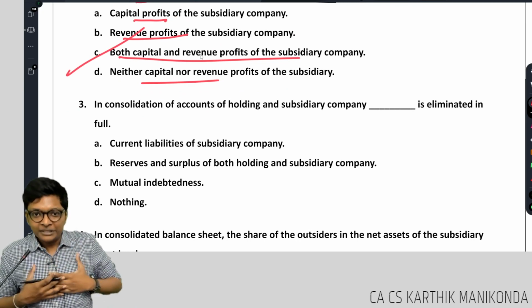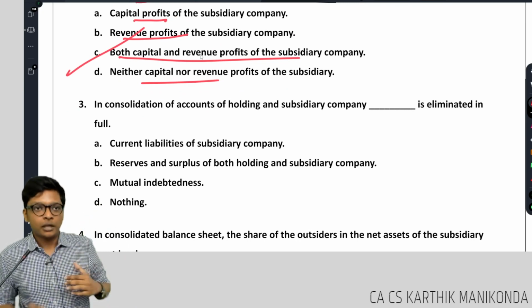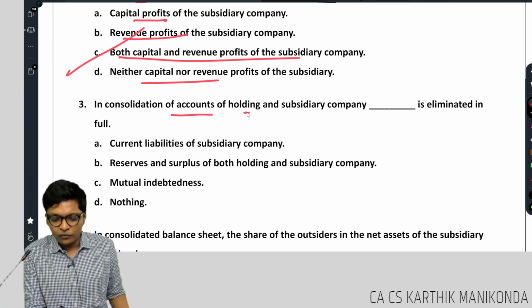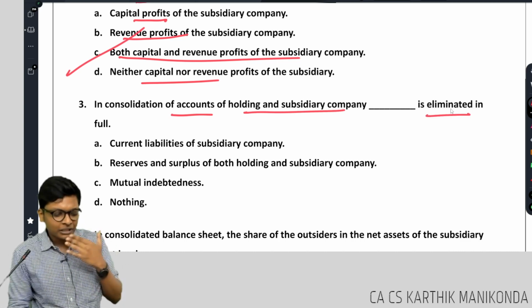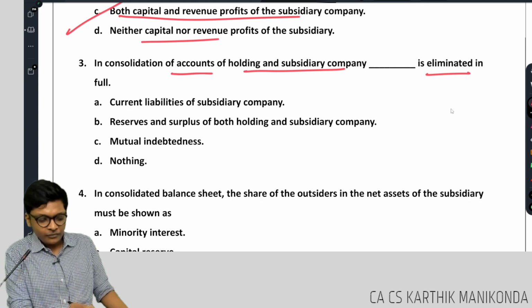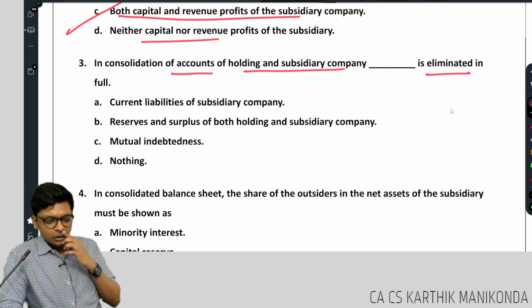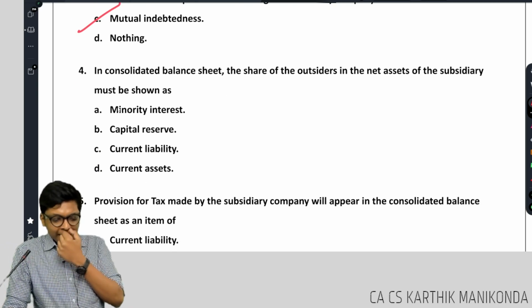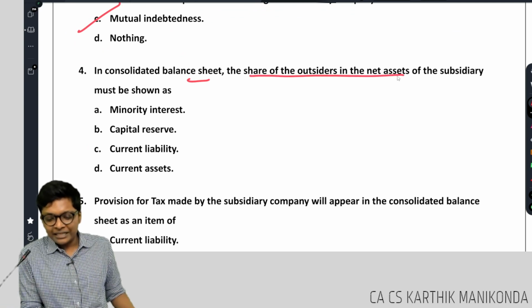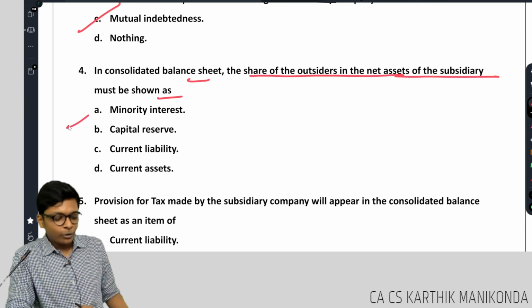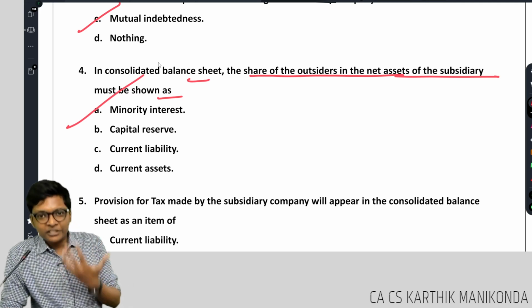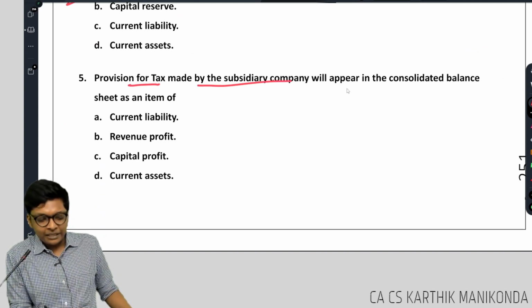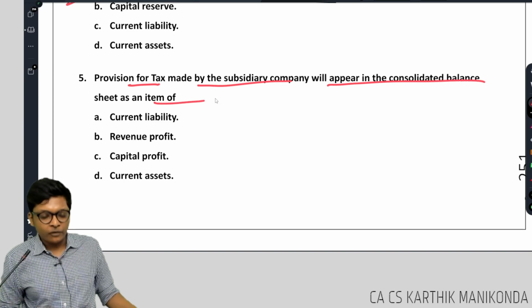Next. Are you getting MCQ? I told you MCQ is a byproduct of our preparation. Nothing extra. Learn the concepts well, MCQ will come automatically. In consolidation of accounts of holding and subsidiary, dash is eliminated in full. Come on, guys. Tell me the answer first. A or B or C or D? Mutual intercompany earnings. We also call them mutual earnings. Eliminated. Next. In the consolidated balance sheet, the share of outsiders in net assets of subsidiary is shown as. Come on, guys. Like this, if MCQ comes in the exam, you will wish for more MCQs. Minority interest.